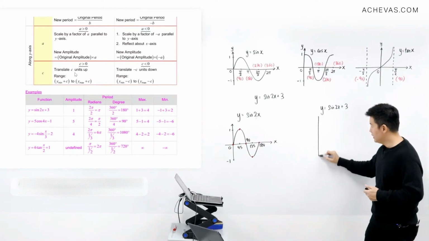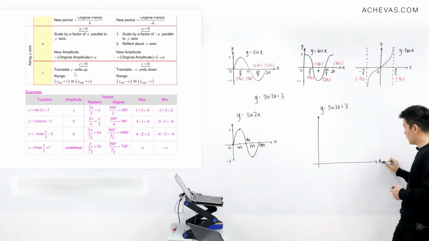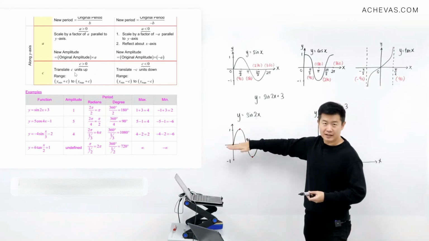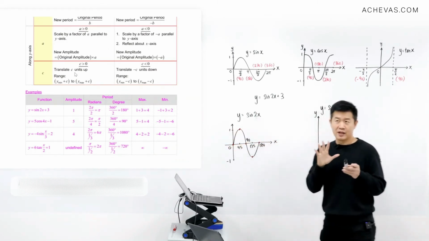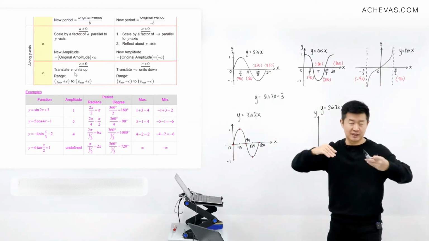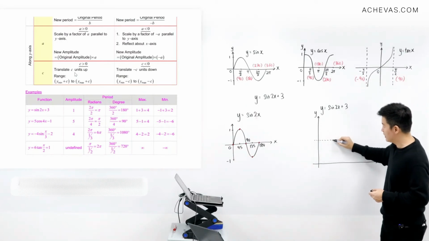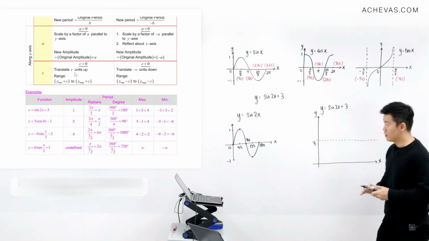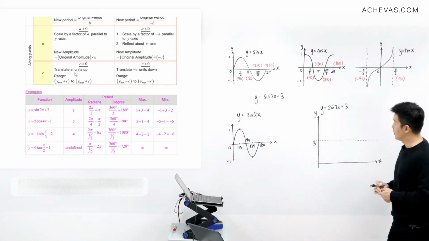So let me sketch this graph. This is my final graph, so I'm going to sketch it a little bit bigger. So the x-axis is here, the y-axis is here. First of all, this middle line here is going to be translated by 3 units. And I think this middle line, y is equal to 0, is good to focus on first because everything is going to go about this middle line. So I'm going to transform that up by 3 units, which will give me a line here. This horizontal line is going to be at 3, because y is equal to 0 is going to go up. It's going to become the line y is equal to 3.